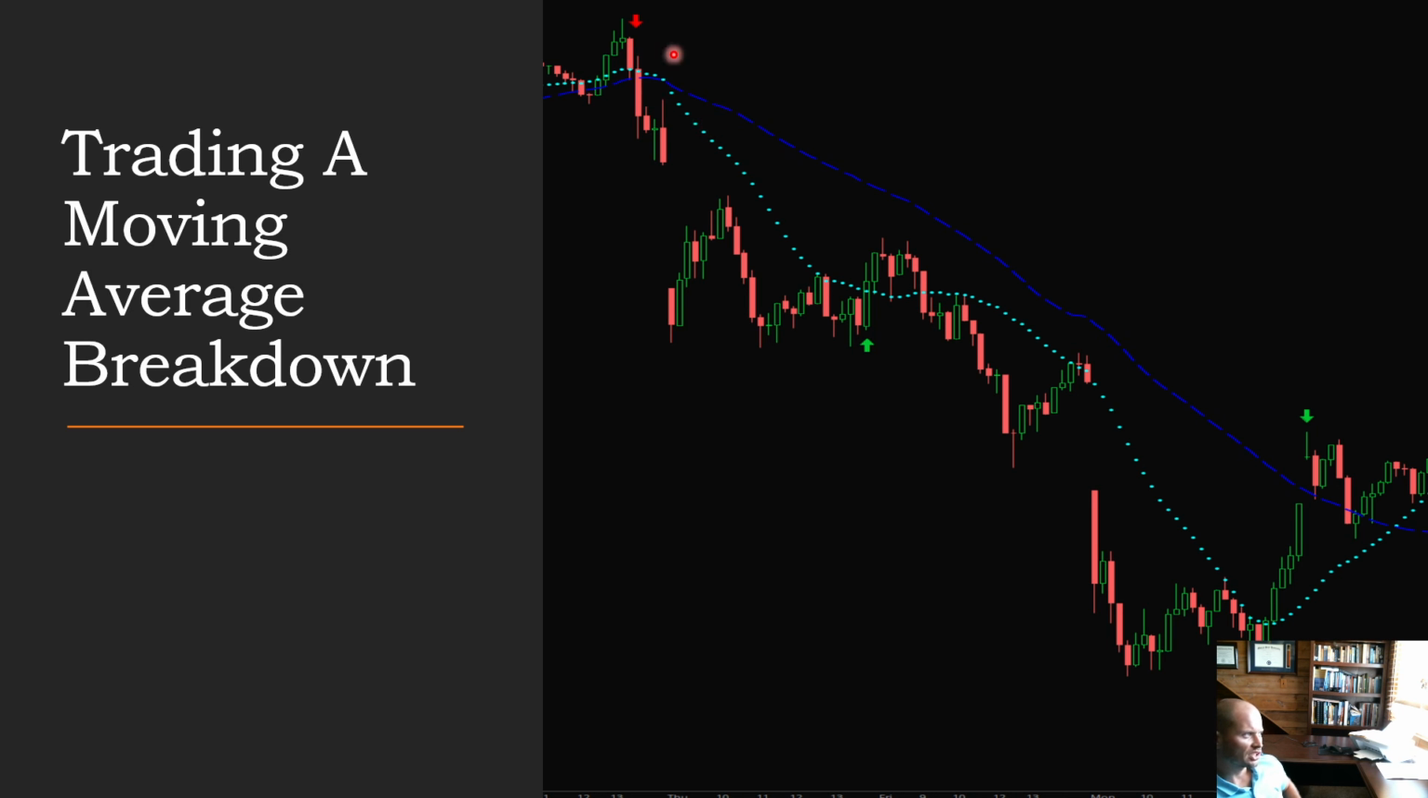We also see how the 20 is coming down to meet the 50, and it looks like they're about to cross. That's weakness. Okay, so at the red arrow there, we could open up a trade to the downside at this point and catch some momentum. All right, but where will we close? How do we know when to get out and secure a profit?